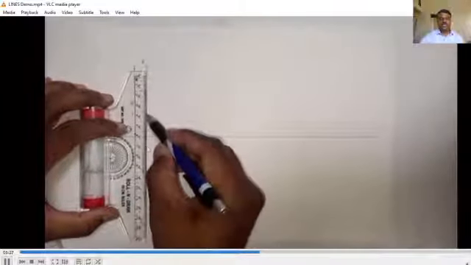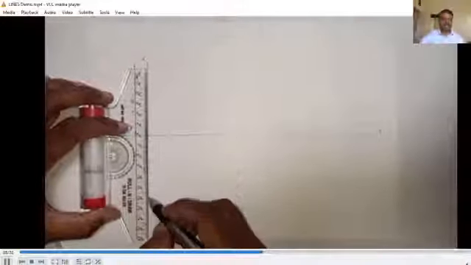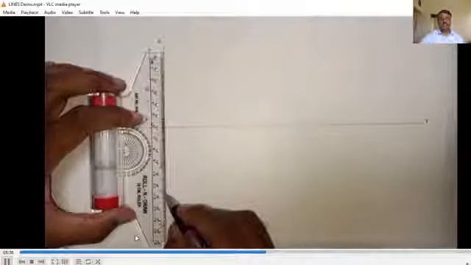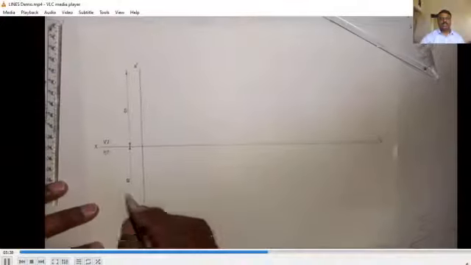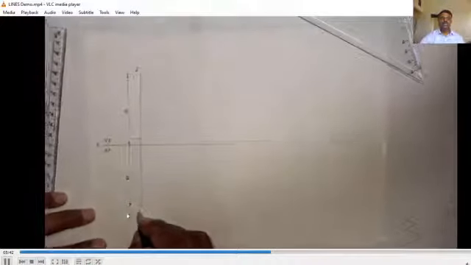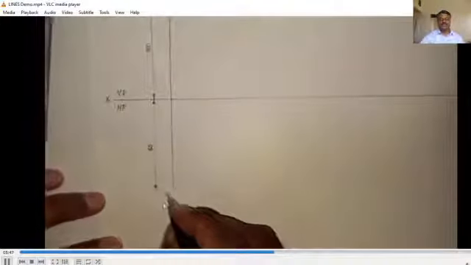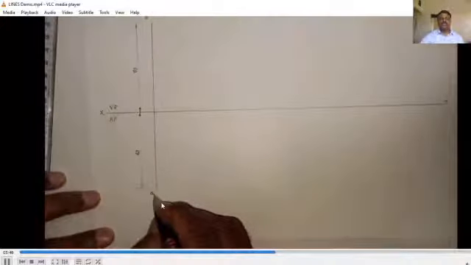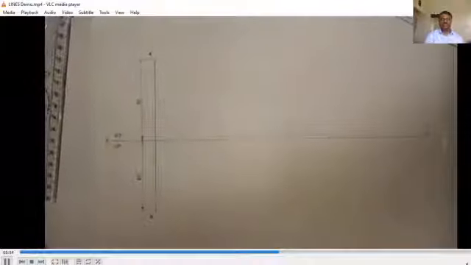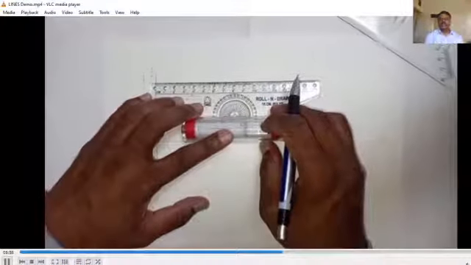Now similarly, look at how much distance in front of VP the line is located or the end is located, that you draw it. 60 mm in front of VP means it will come below the XY line. Now this is your A, top view of the one end of the line. Now you have located A dash and A. Now you have to locate the other end B.